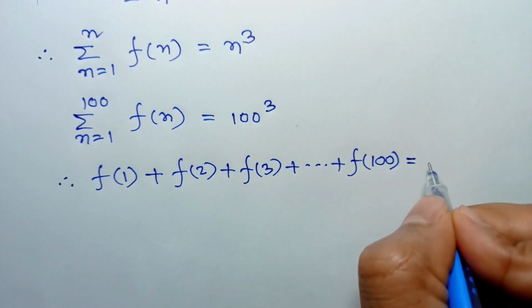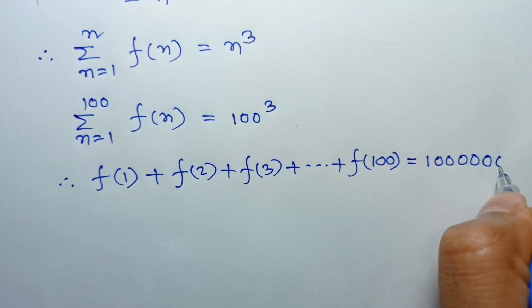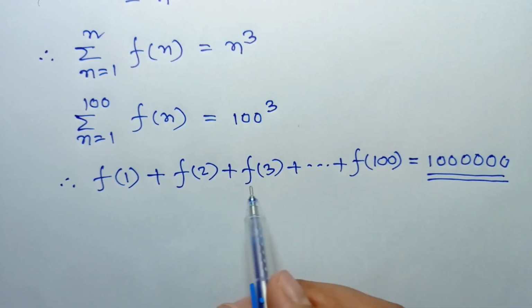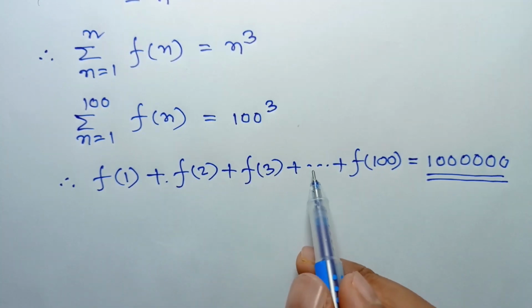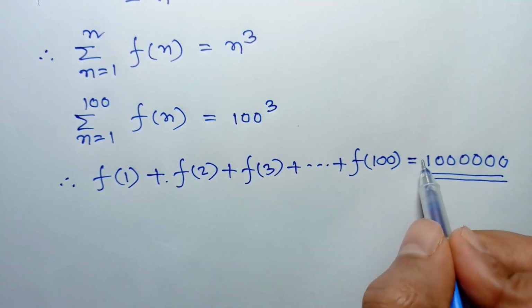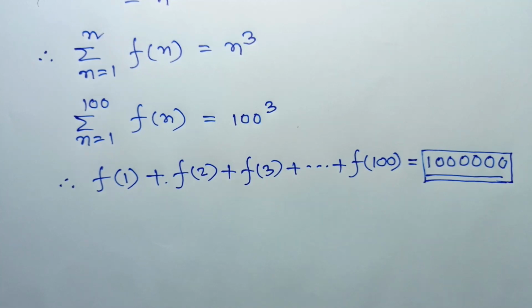is equal to 1 million. This is the value of f(1) + f(2) + f(3) + f(4) up to f(100). So this is the answer of this problem.